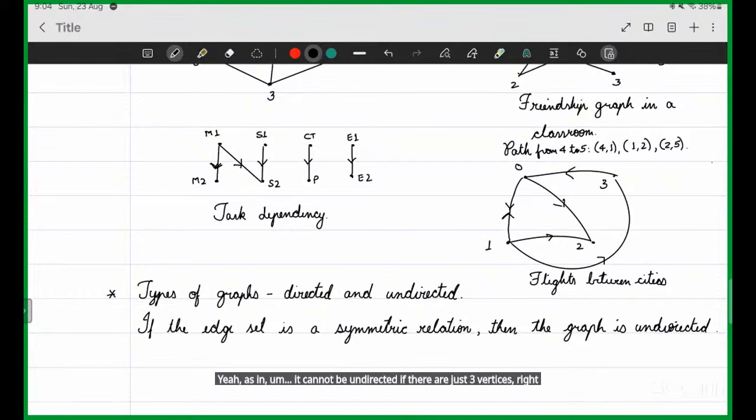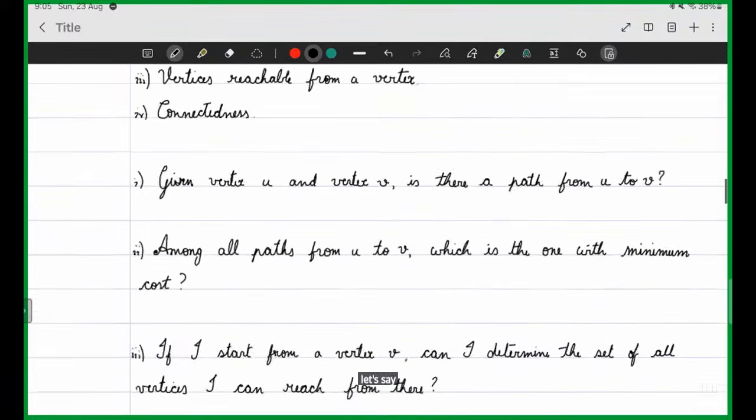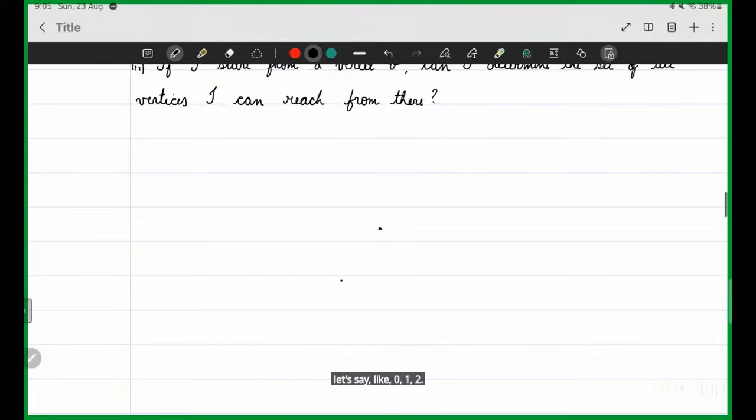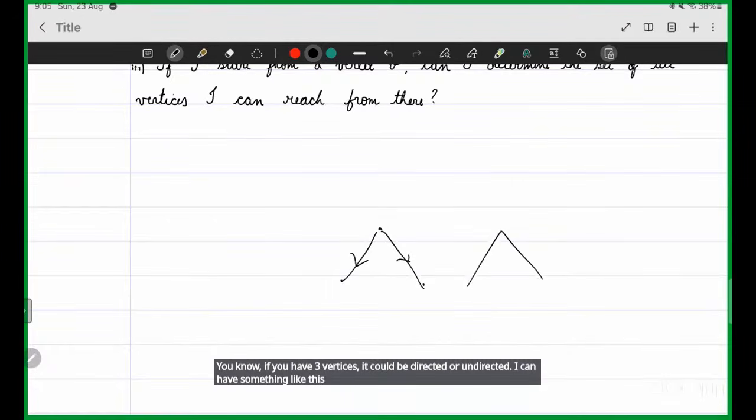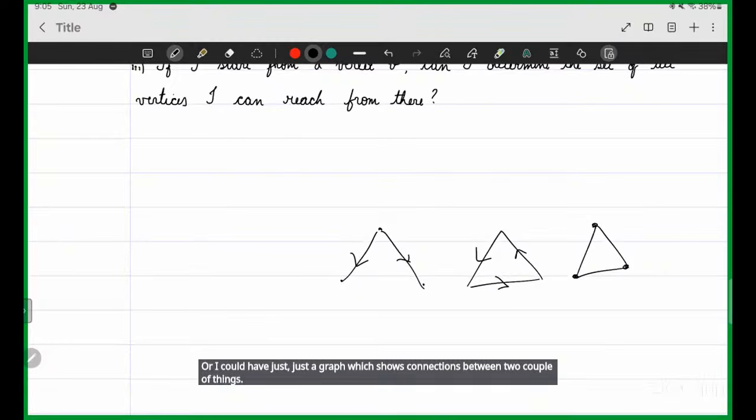No, if you have three vertices, it could be directed or undirected. I can have something like this, or I could have something like this, or I could have just a graph which shows connections between a couple of things, whatever you're interested in.